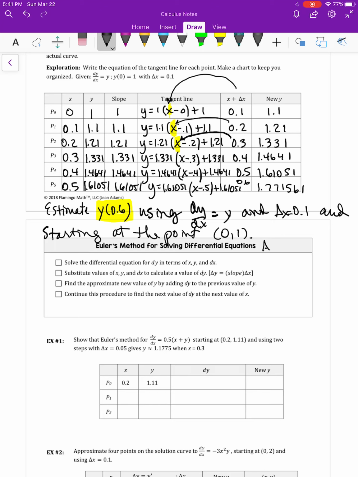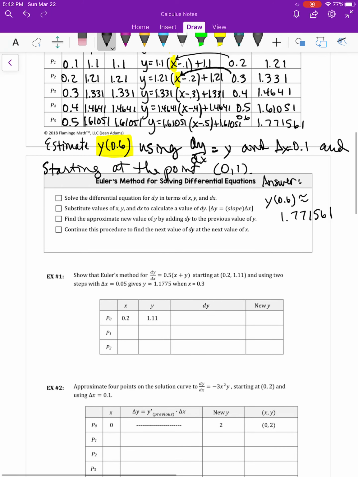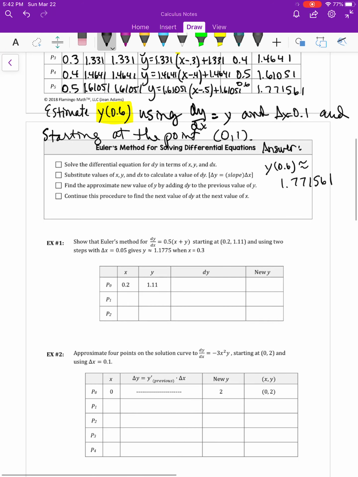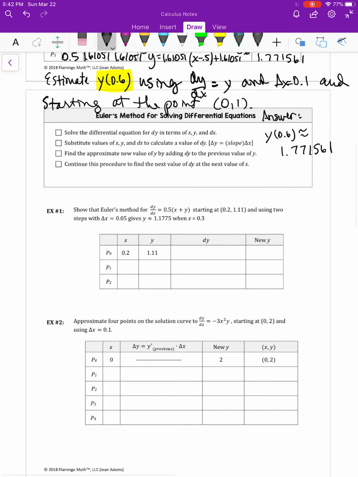So therefore, for our answer to one like that, we would say that our y of 0.6 is approximately 1.771561 based on what we just did there. And we started at 0, 1, and we went by 0.1 increments to get to 0.6. So you can see that, over here, these are your estimates for points. And then we just brought that point around to the left on the next row. And if we kept going, that's what we would have done. So that leads us to example number 1.